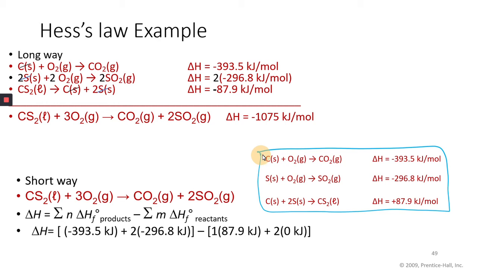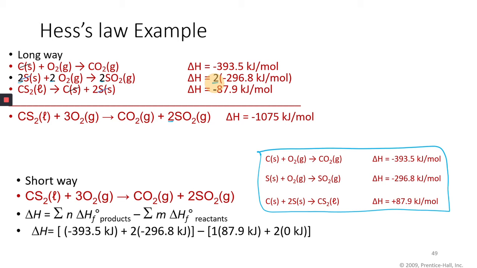So for the first one, my final reaction has carbon dioxide as a product, and the first reaction has carbon dioxide as a product, so I leave it alone. Okay? Then I need sulfur dioxide as a product, but originally I had sulfur dioxide as a product, but only 1 mole of it, but I need 2 here. So because of that, I have to multiply everything by 2. So since I multiplied my reaction by 2, I had to multiply my delta H by 2.